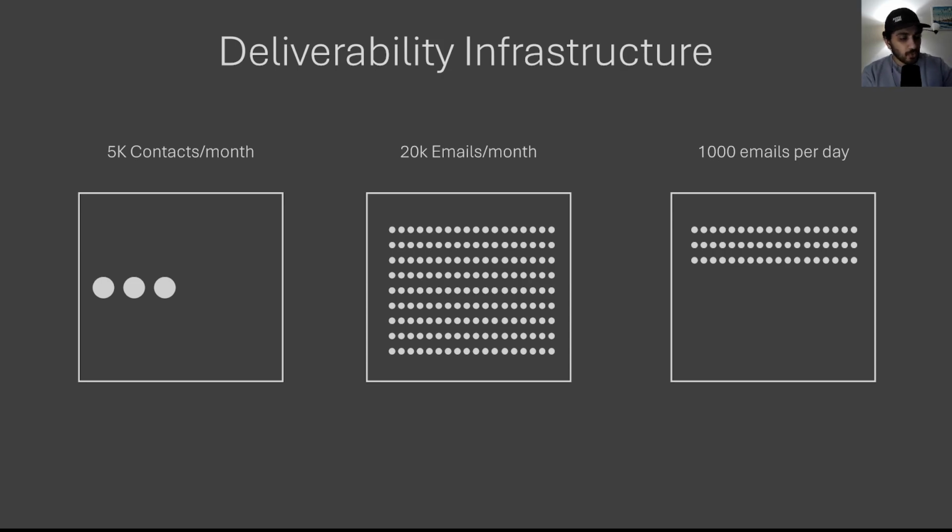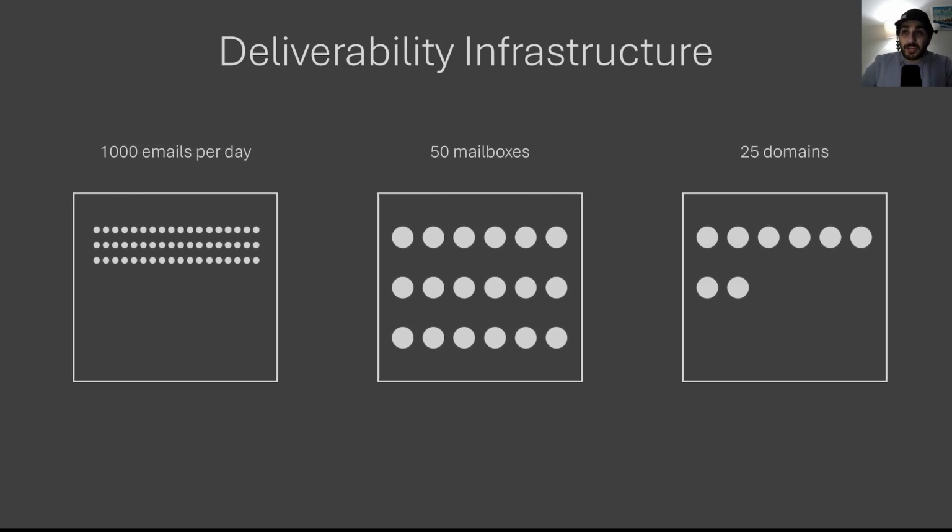If we assume roughly 20 sending days in a month, let's say you want to avoid sending on weekends, then we want to be able to handle 1,000 emails a day. If we assume a maximum of 20 emails per day per mailbox, which is what I would advise, I wouldn't advise going over that, then we need 50 mailboxes. And if we assume no more than 2 mailboxes per domain, then we need 25 domains.